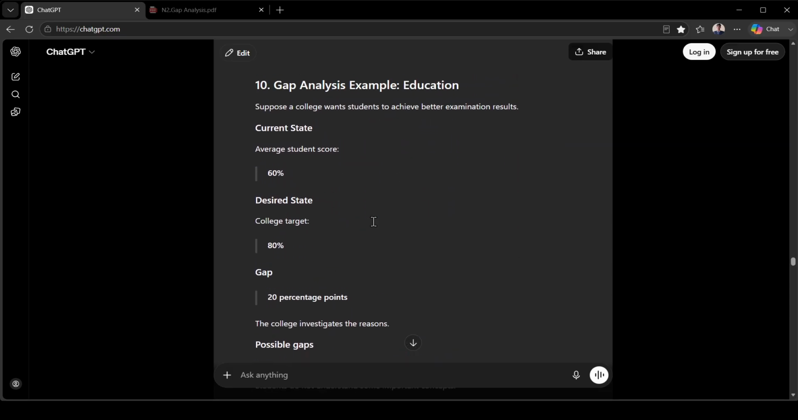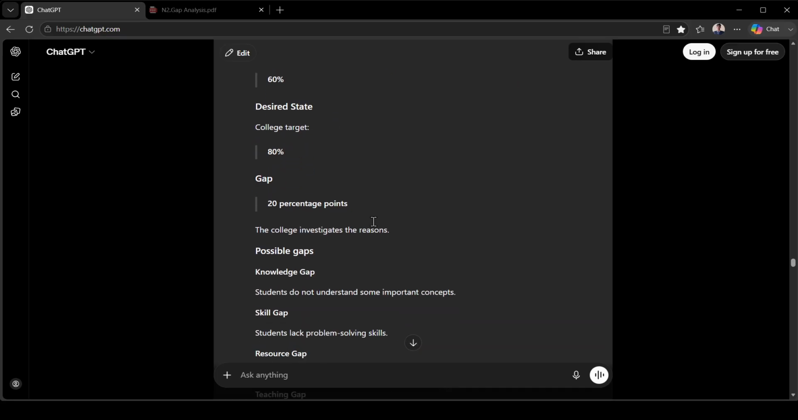And one more example in gap analysis. Suppose a college wants students to achieve better examination results. Current state: average student score 60%. Desired state: college target 80%. The gap: 20 percentage points. The college investigates the reasons.